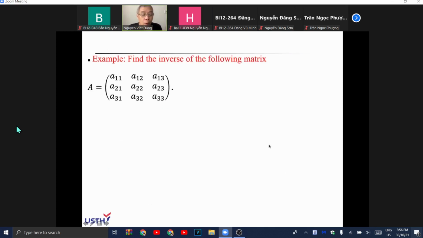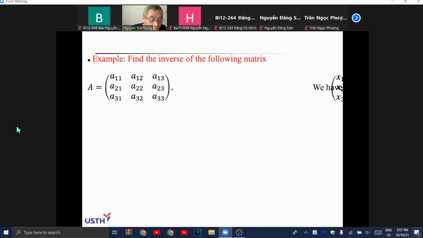Then one of your duties will be to find the inverse of a matrix. And here I am going to explain to you how we can do it. I begin with an example that is a small one, very easy to see. Suppose that we are given a square matrix A of size 3 by 3.